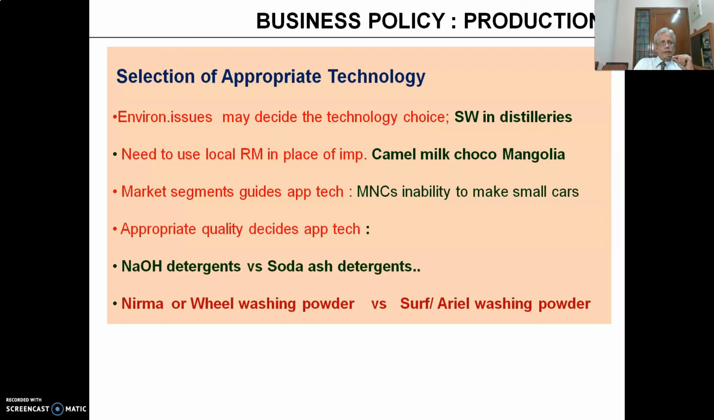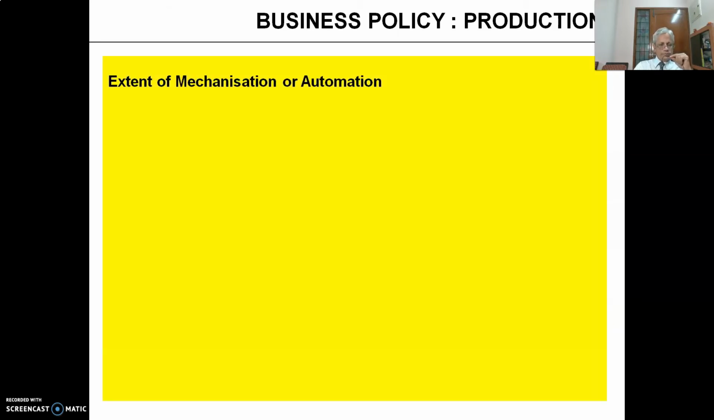Appropriate quality also decides appropriate technology. For example, if you take India, there is a large requirement for low cost detergents to wash all your day-to-day clothes, whereas in developed countries there is more demand for premium washing powder. That is why in India the sodium hydroxide detergents like Nirma and Wheel washing powder are quite popular as compared to Surf or Ariel washing powder, which are costlier and used for premium products, which are basically soda ash based detergents. Then extent of mechanization or automation.